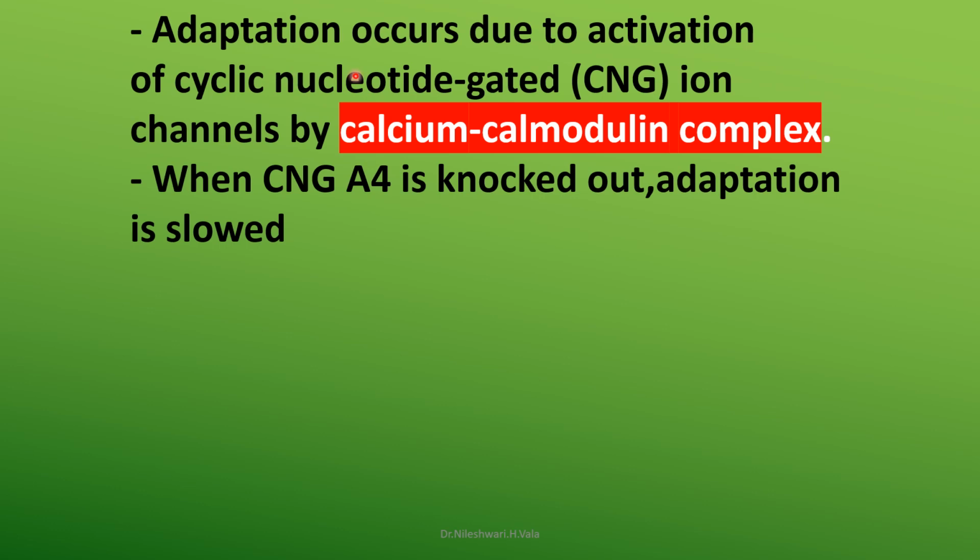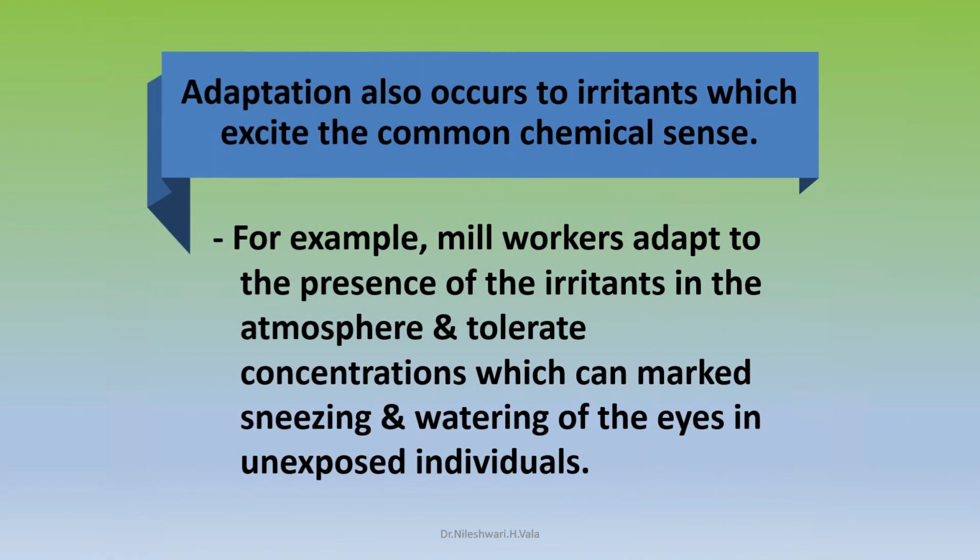Now, adaptation occurs due to activation of the cyclic nucleotide gated ion channel by the calcium calmodulin complex. When CNGA4 is knocked out, adaptation is slow. Adaptation also occurs to irritants which excite the common chemical sense. For example, metal workers adapt to the presence of irritants in the atmosphere and tolerate concentrations which can cause sneezing and watering of the eyes in unexposed individuals.